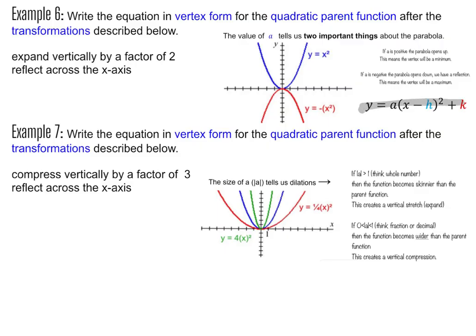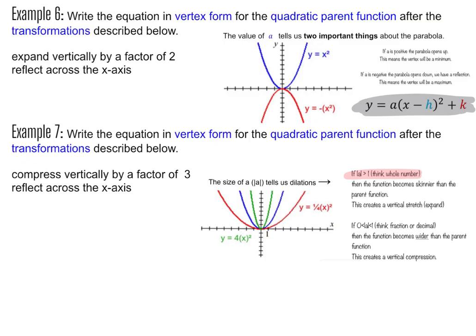Recall this is our vertex form, so our equation should look something similar to that, where a, h, and k are certain numbers. So expand vertically, which is the same thing as stretch. Recall expand vertically means I have a whole number. So think whole number. This factor of 2 means that a is a value of 2.